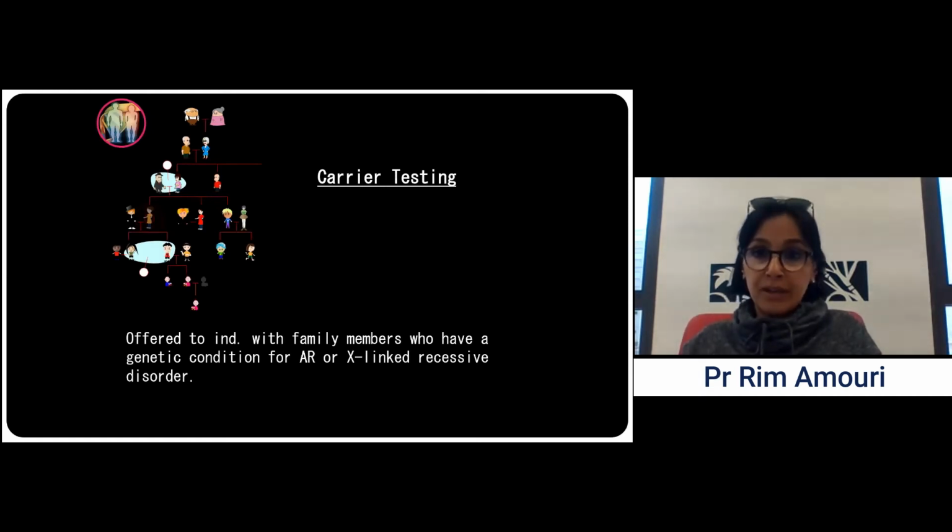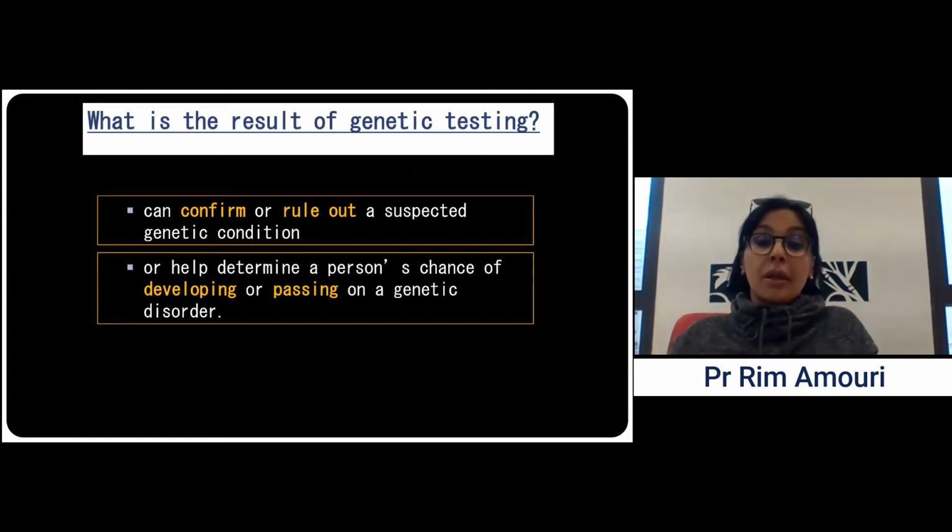Carrier testing is offered to individuals with family members with a genetic condition, or family members of an identified carrier. If both parents are tested, it can provide information about a couple's risk of having a child with a genetic condition. This test is provided for disorders inherited in an autosomal recessive or X-linked recessive manner. So the result of testing is to confirm or rule out the suspected genetic condition, or help determine a person's risk of developing or passing on a genetic disorder.